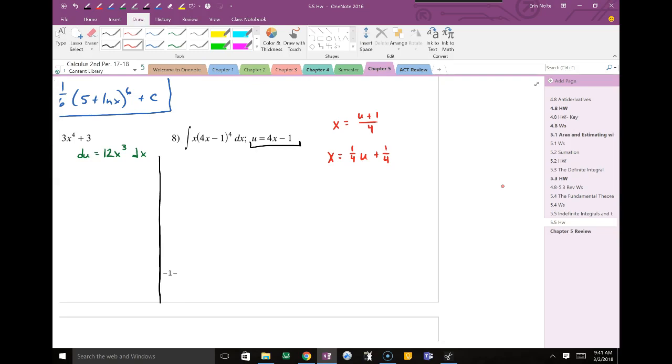Okay, so my next step now is going to be to derive what I have. The derivative of x is dx. And what's the derivative of 1/4 u plus 1/4? 1/4, right? And what did I just derive? Du.